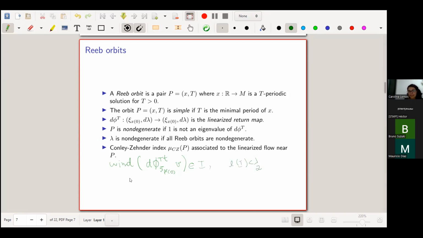So we can define an invariant, that is the Conley-Zehnder index, by saying that, for instance, if we have some v such that this winding is 1, I say that this orbit has Conley-Zehnder index 2. And if all the windings are bigger than 1 but smaller than 2, then the index is 3. These are the two indices that are important here. So basically, this is the idea.